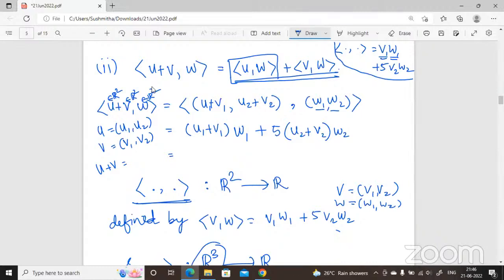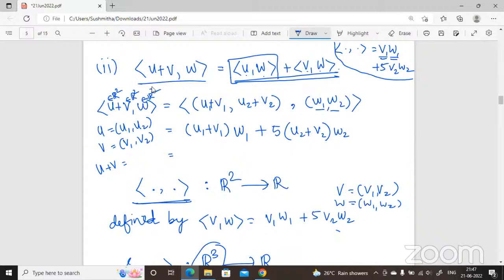Okay, I understood the expression. So now, is this clear? Yes. What is the inner product U comma W? U means U1, U2. W means W1, W2. That means U1 W1 plus 5 U2 W2. Perfect. What is V comma W? V1 W1 plus 5 V2 W2.